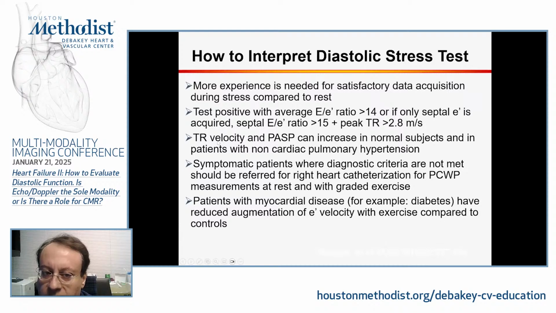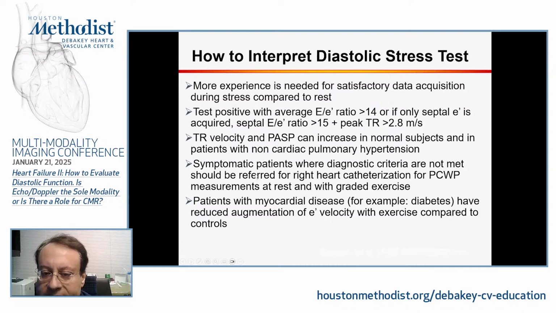please be aware that normal subjects and patients with non-cardiac pulmonary hypertension can have an increase in peak TR velocity and PA systolic pressure in the absence of an actual rise in LA pressure. And so these signals by themselves, that is the TR and PA pressures, are not enough to call diastolic dysfunction as the etiology for the symptoms. We need an increase in E to E prime ratio, in addition to the PA pressure being elevated.